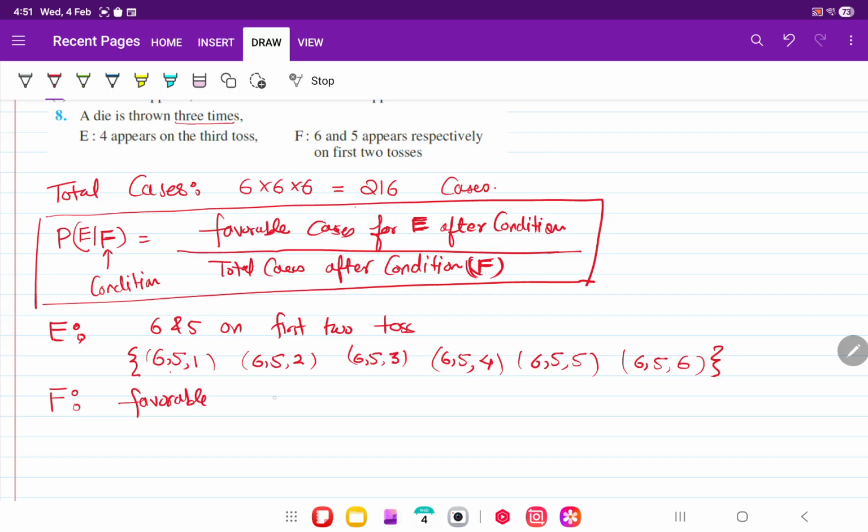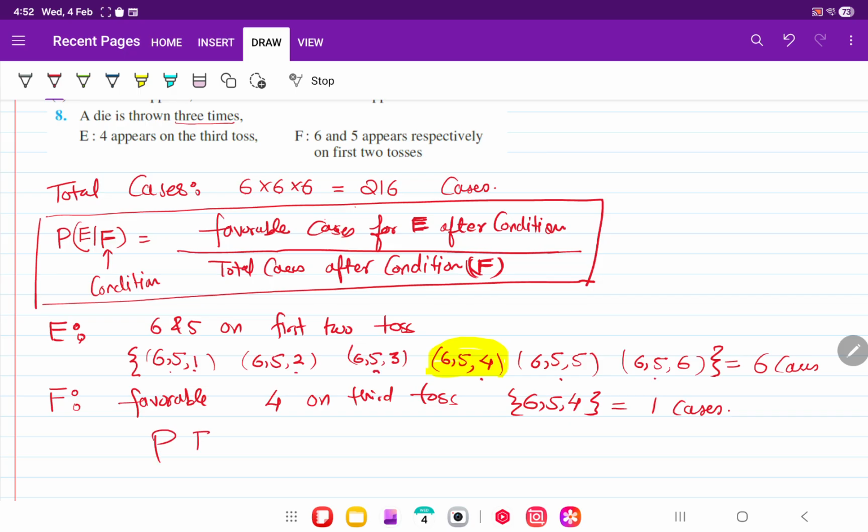Favorable means 4 on third toss. So which one? You tell me which one is favorable. Only this seems to be favorable out of that. Correct? So how many are favorable? 6, 5 and 4. So only one case is favorable. And how many were total? 6 cases. Correct? 1, 2, 3, 4, 5, 6 cases.